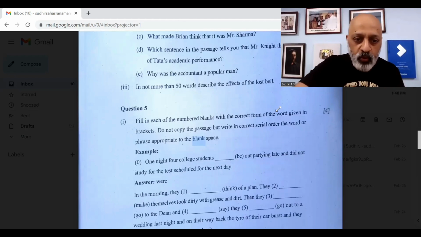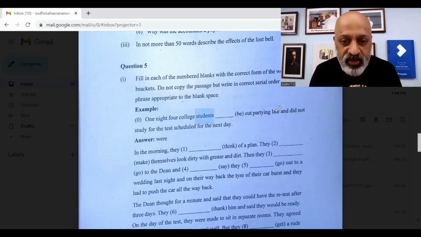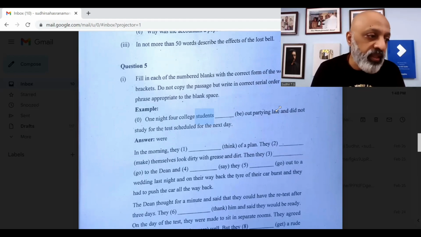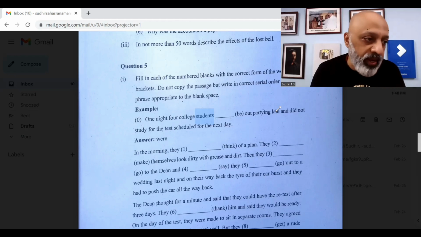Okay, now let's move to the tenses. In the morning, they thought of a plan. They made themselves look dirty with grease and dirt. Then they went to the dean and said, sorry, that they had gone out to a wedding last night.